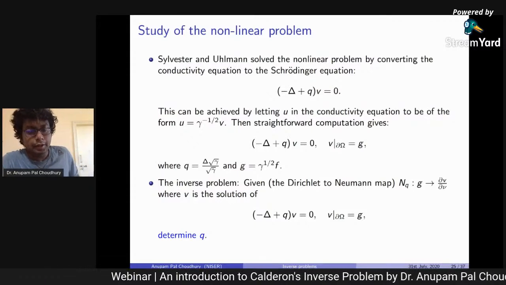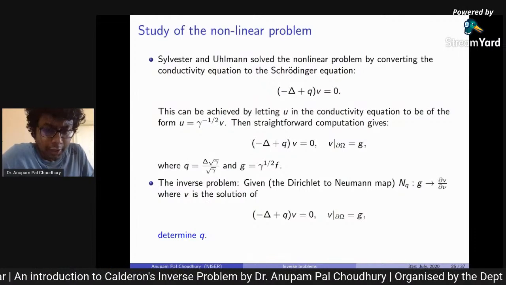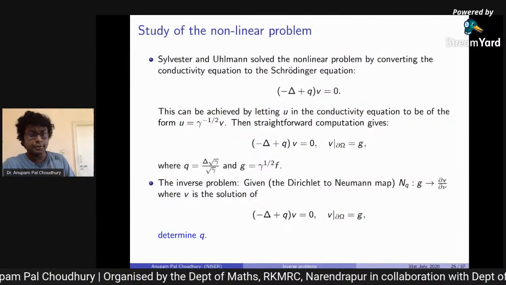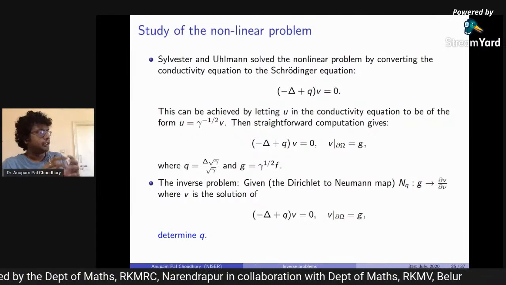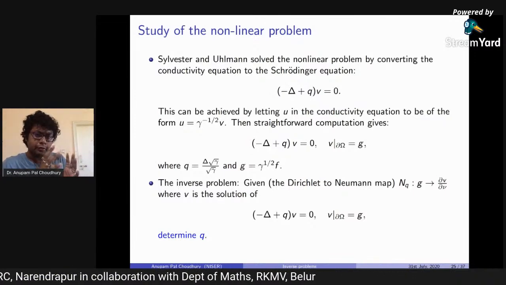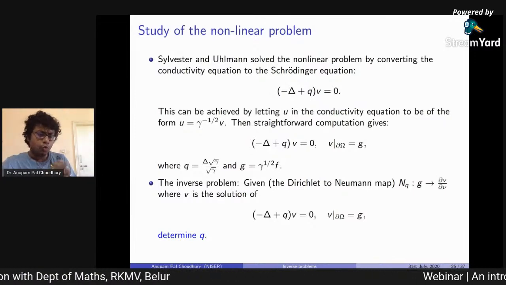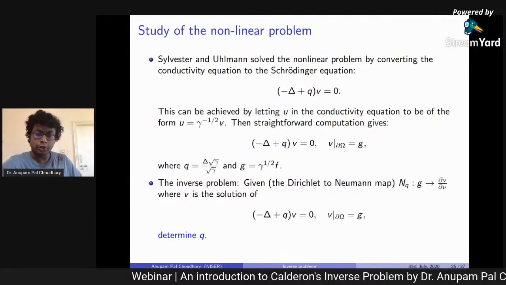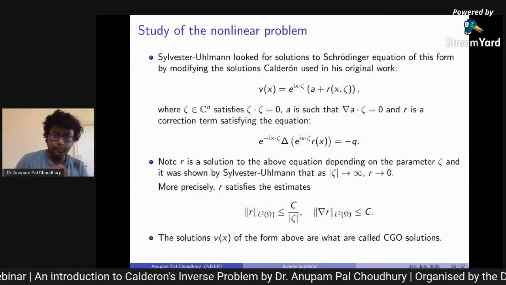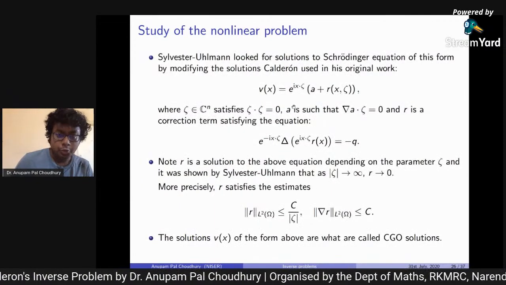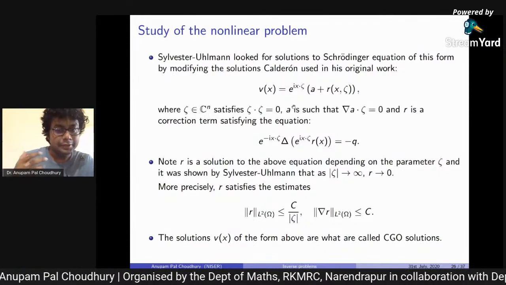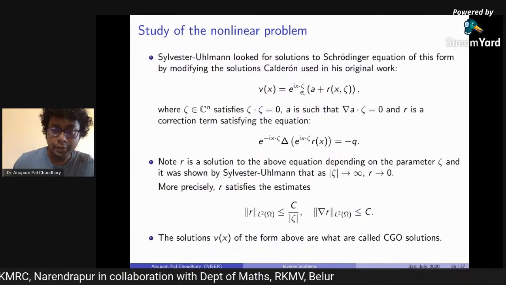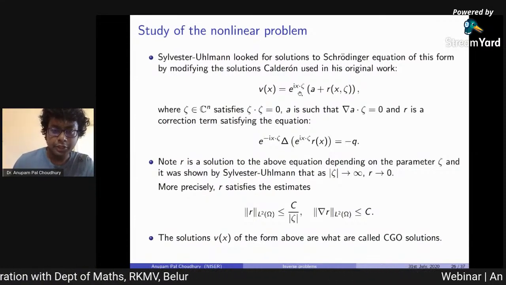So what was the idea that Sylvester and Uhlmann used? They used a very nice trick. The idea was, we know the Laplacian of V. We know those special solutions that Calderon considered. Now we are considering an equation which is a perturbation of those Laplacians. Why not try with a perturbation of those special solutions? So for them the answer was this. You see, this is the e to the power i x dot zeta that was introduced by Calderon to study such problems.